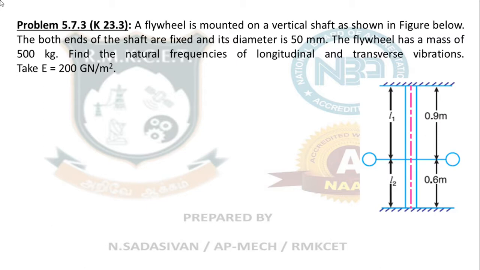The flywheel has a mass of 500 kg. Find the natural frequency of longitudinal and transverse vibrations. Take E equal to 200 giganewton per meter square. That is your question. So you observe the figure.